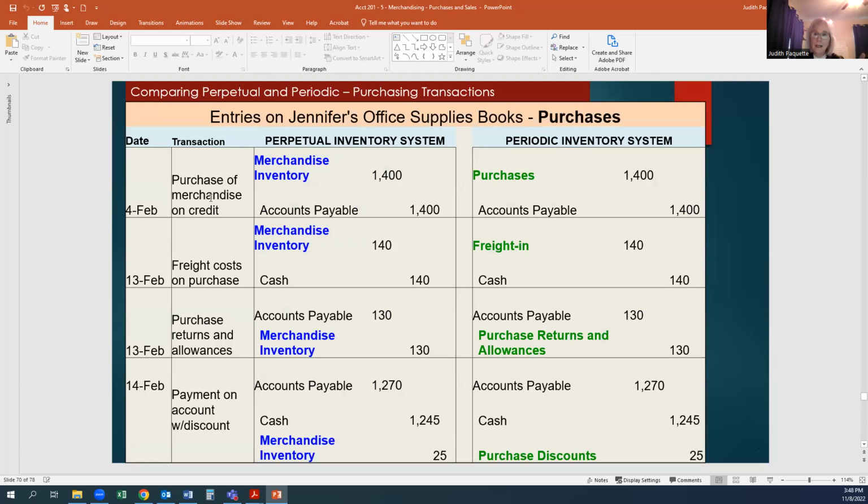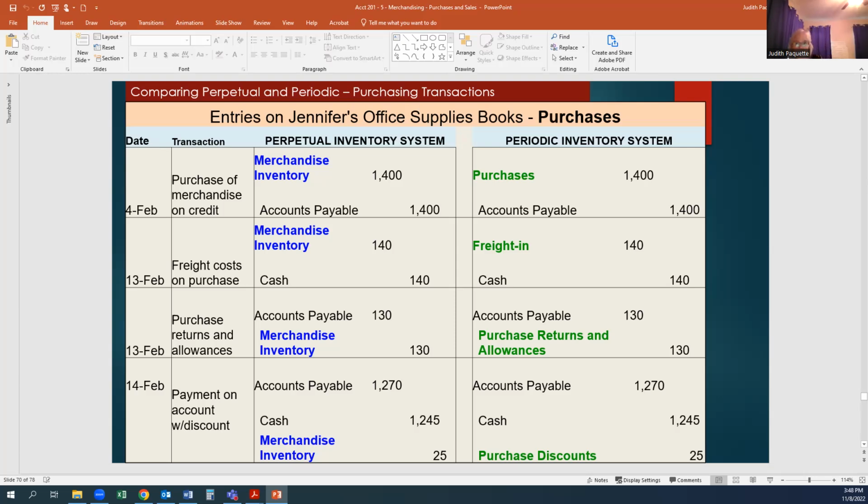Here's the transaction that I was just talking about. This is one of those boxes. So we have beginning inventory. Here we have purchase of merchandise. Here we have paying the freight bill. Here we have purchase returns and allowances. And here we have purchase discounts. In the perpetual system, we use merchandise inventory for all of these transactions.